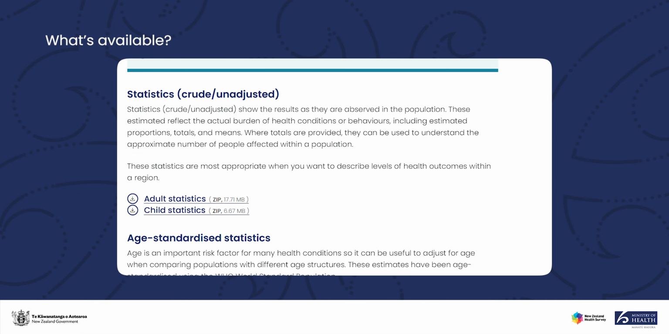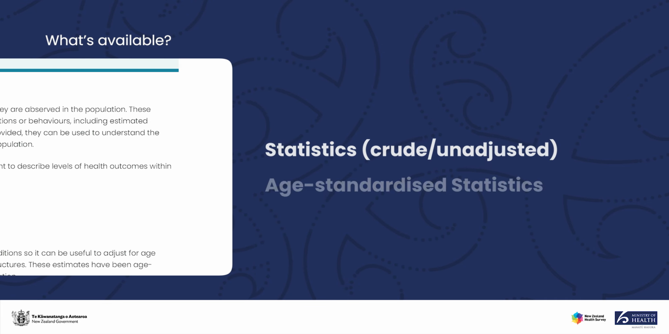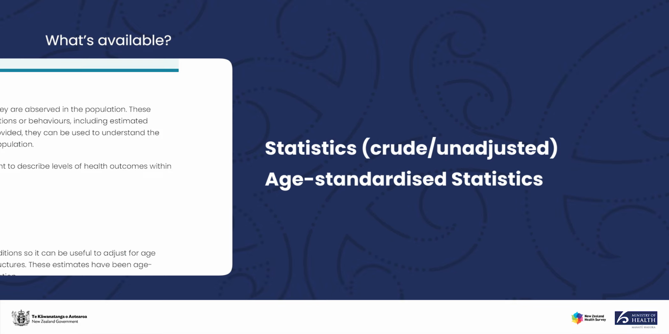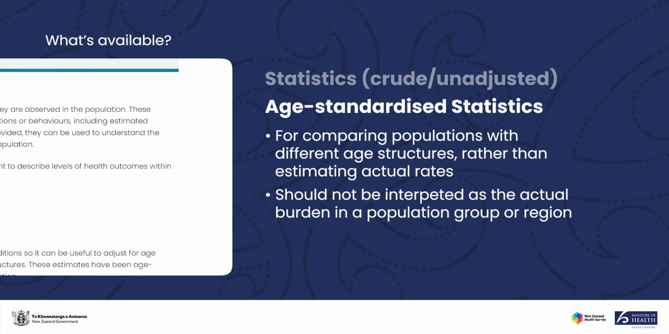Statistics are provided separately for adults and children and in 2 types: crude or unadjusted statistics, which show the results as they are observed in the population. These reflect the actual burden of health conditions or behaviours and are best used to describe health outcomes within a region. Then, there are age standardised statistics, which are intended for comparing populations with different age structures rather than estimating actual rates. They help us understand whether the differences we can see are due to real health patterns rather than one group being older or younger than another.